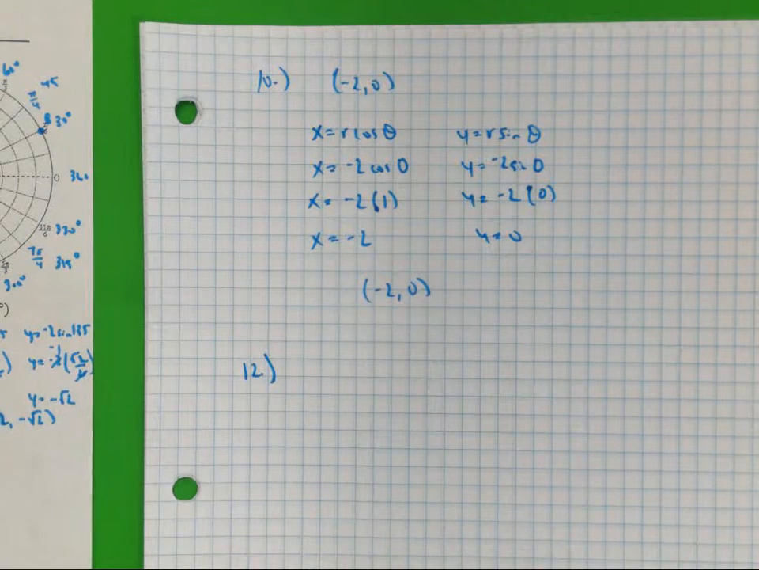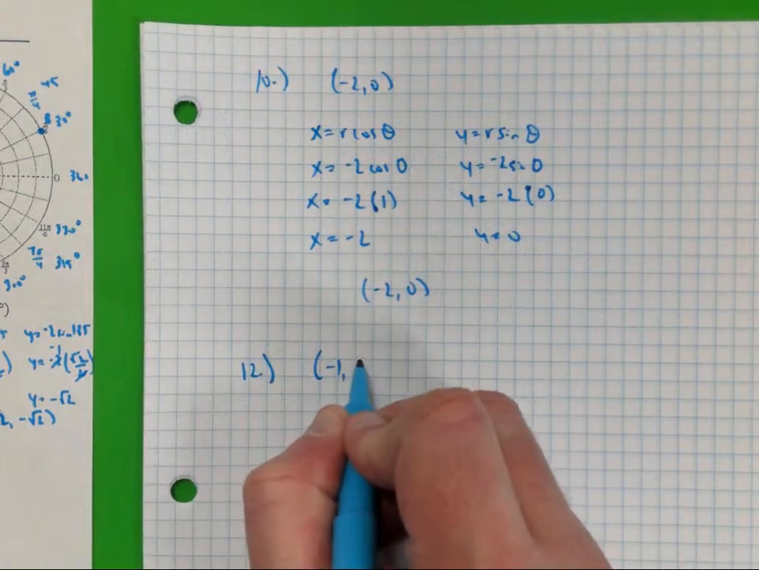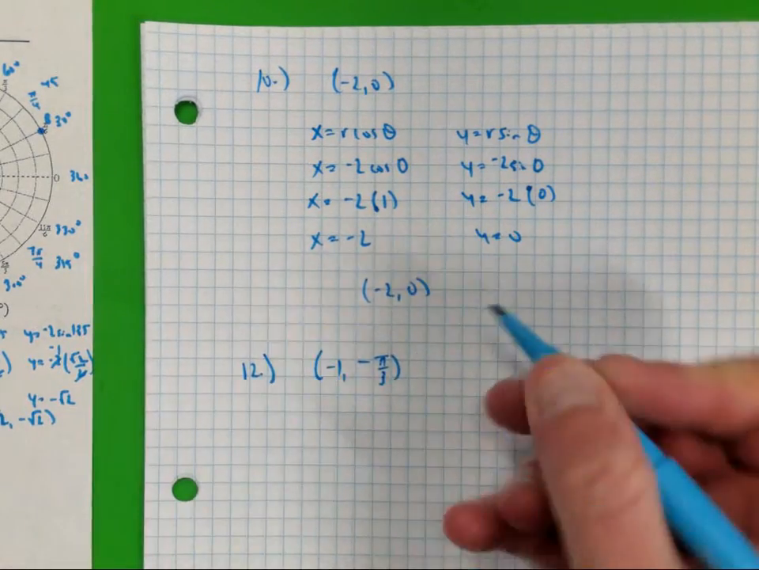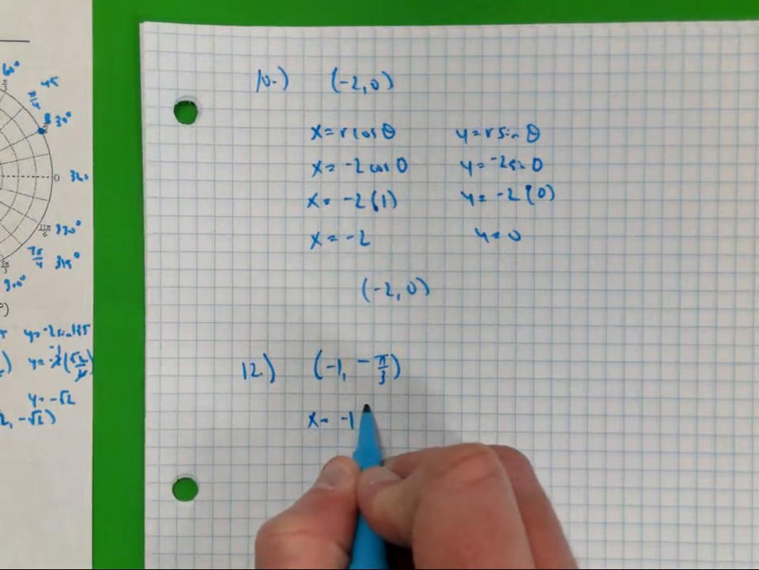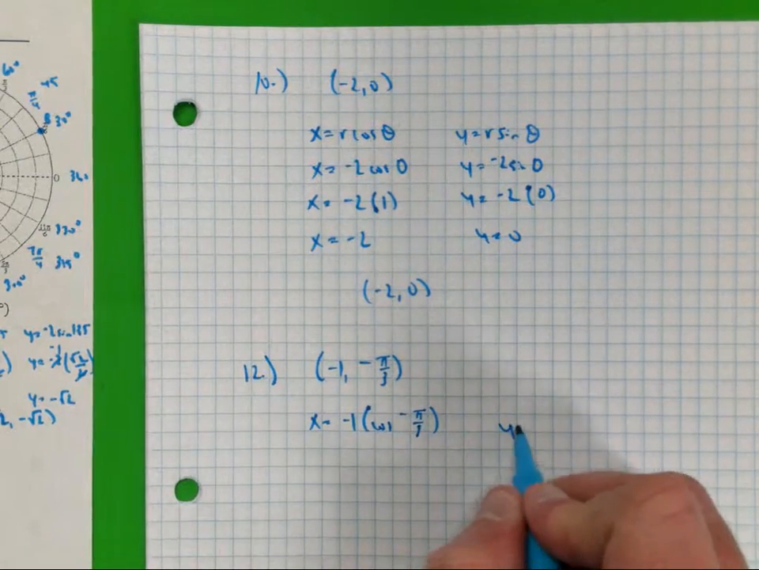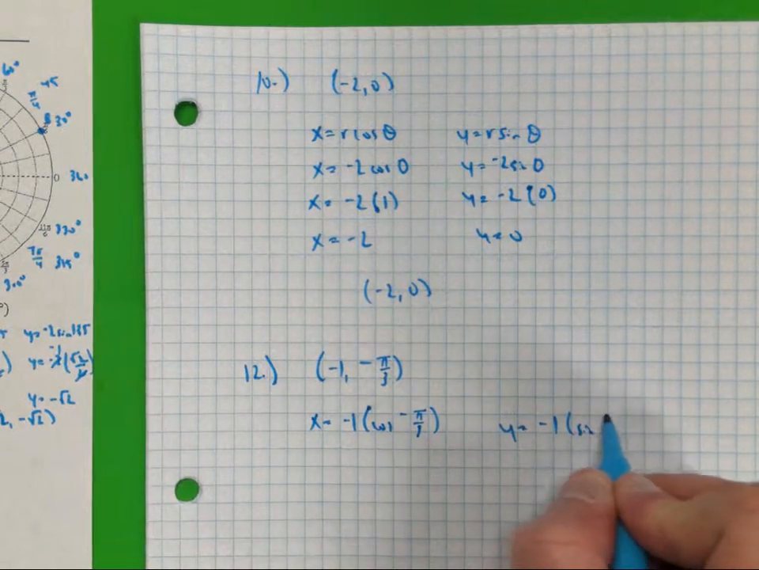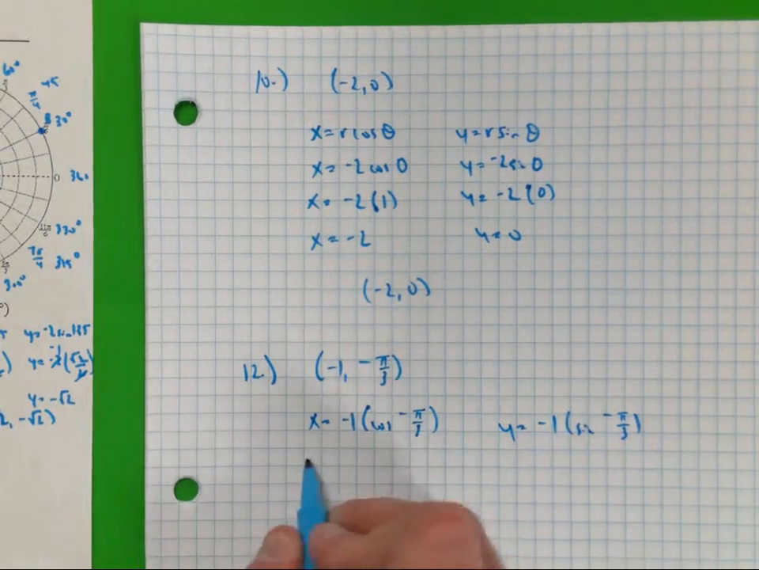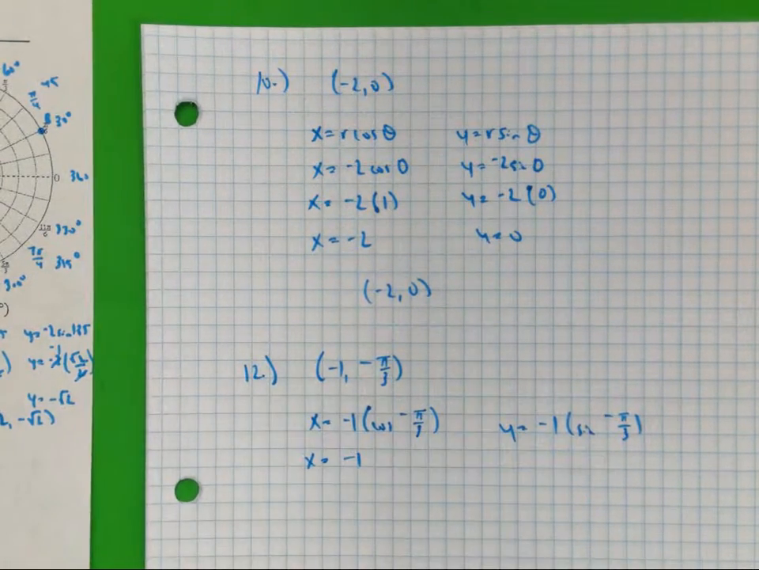Number 12. Negative 1, negative pi over 3. So x equals negative 1 times the cosine of negative pi over 3. Y equals negative 1 times the sine of negative pi over 3. Cosine of negative pi over 3. What's pi over 3 at? Negative pi over 3 at? 4. Your cosine positive or negative? Positive. Positive what? 1/2. Everybody needs to be responding.